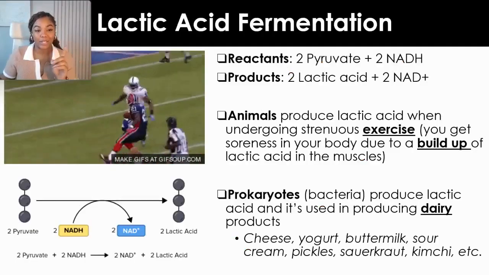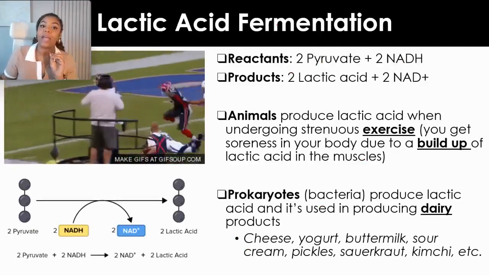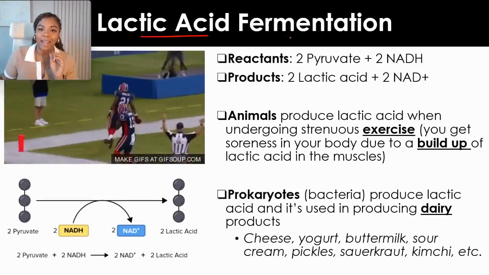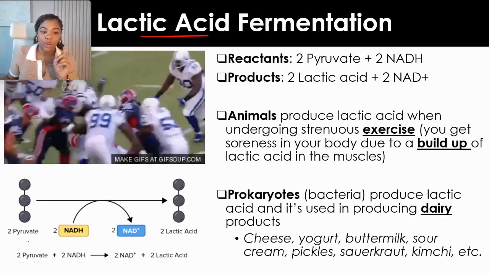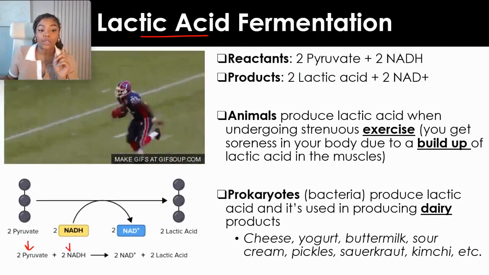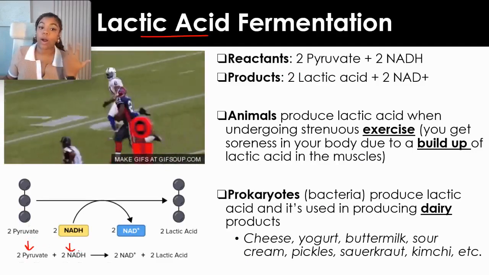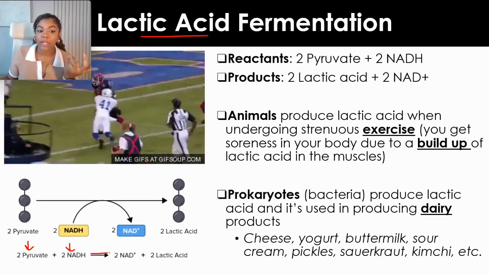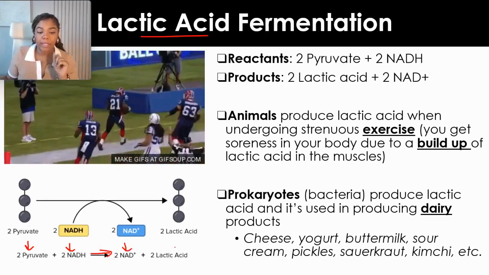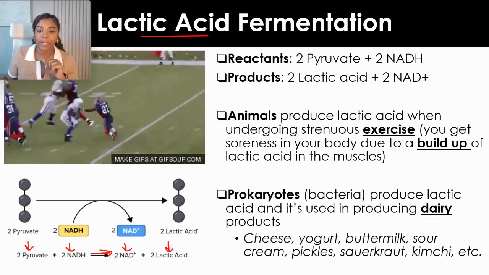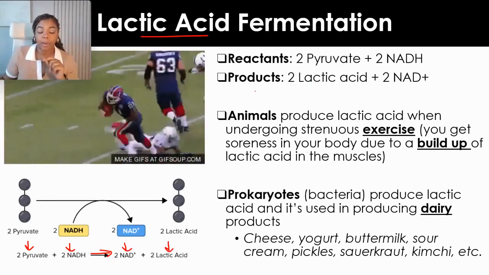So now we're going to go into the types of fermentation specifically. Let's start with lactic acid. Lactic acid, as we can see in this diagram, is going to start with 2 pyruvate and 2 NADH, which we know are electron carriers. And it's going to make, that's our arrow, 2 NAD plus and 2 lactic acid. So that's our reactants and that's our products.